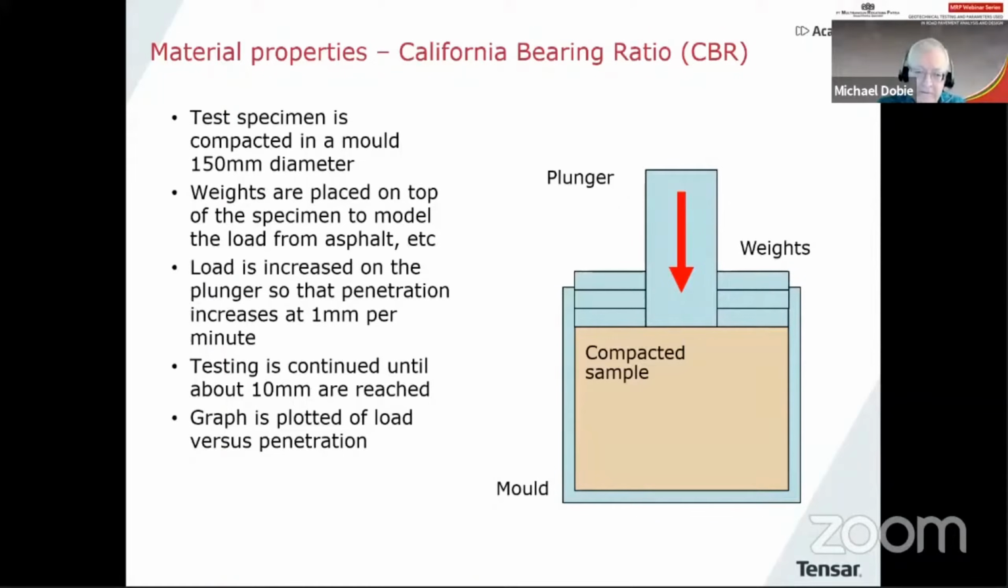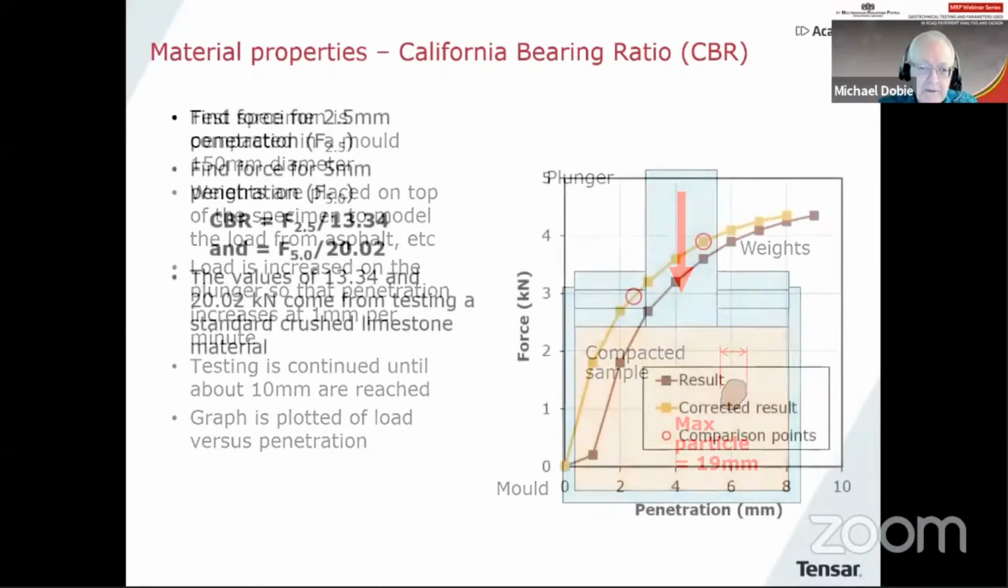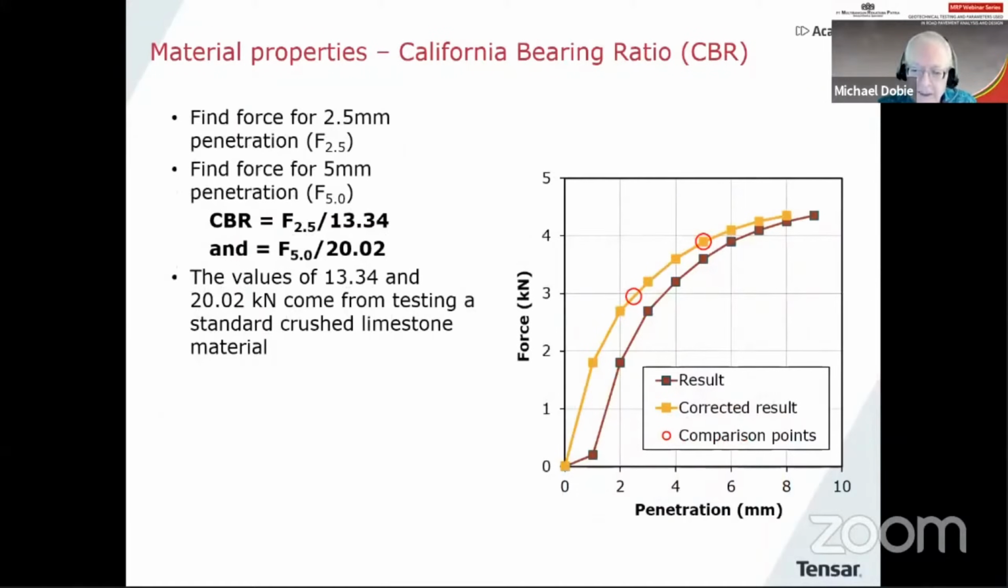We load at a certain rate, and we carry on until a 10 millimeter penetration is reached. There is also a limit on particle size even in this particular size of mold, 90 millimeters. So we then get a graph, and the typical result would be the dark brown result, which is force versus penetration. And normally there's some bedding in at the beginning of the test. You can see down there at the bottom. So that's corrected to get a smooth curve that goes down through the origin.